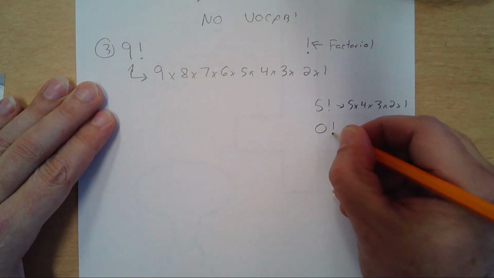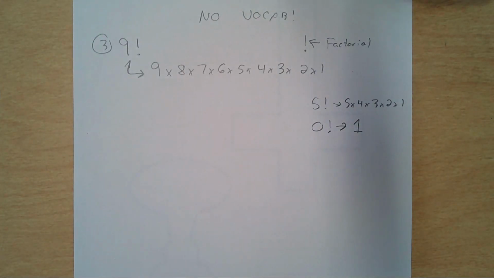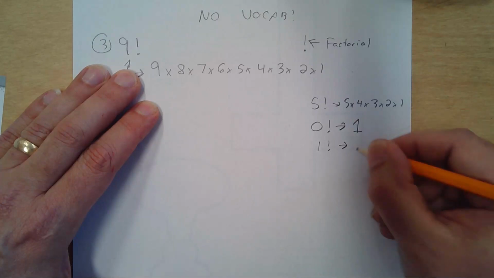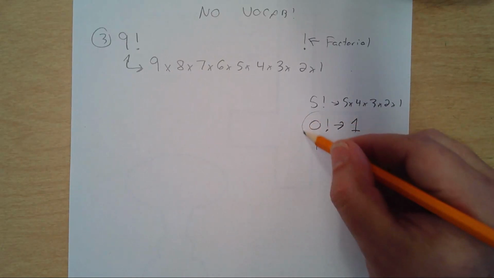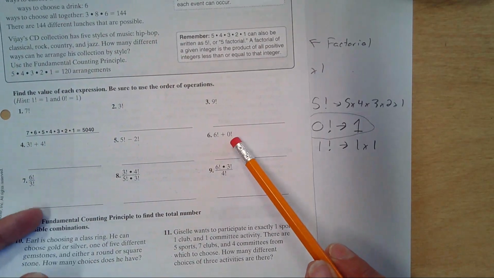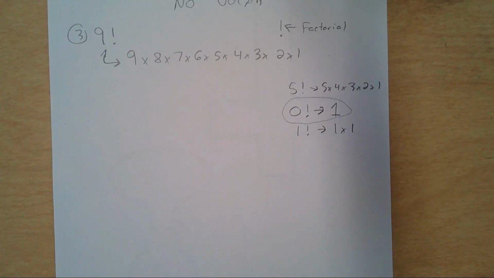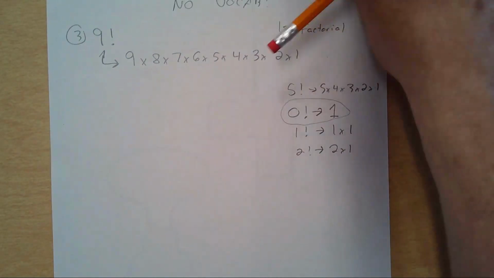A 0 factorial, for what it's worth, is just the number 1. It's not 0. Okay? So officially, a 1 factorial is 1 times 1, but they both are kind of the same thing. But if you see this 0 factorial, and I only mention it because you see number 6, we see it right there, that's not 0. It equals 1. And then the 1 factorial is 1 times 1, which also equals 1. So 2 factorial then would be 2 times 1, and 3 factorial, 3 times 2 times 1, and so forth.